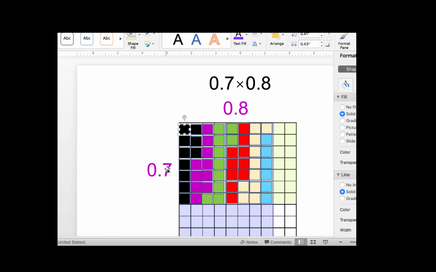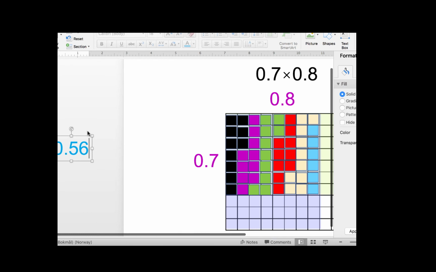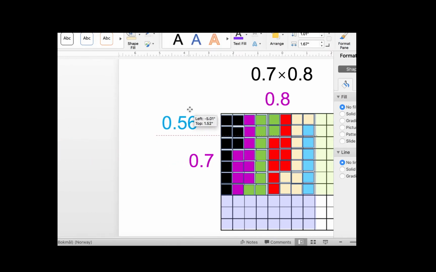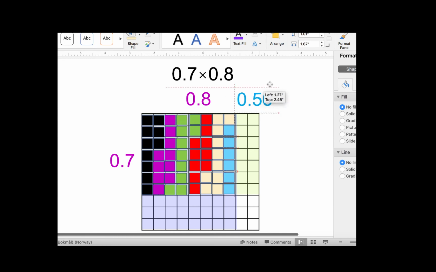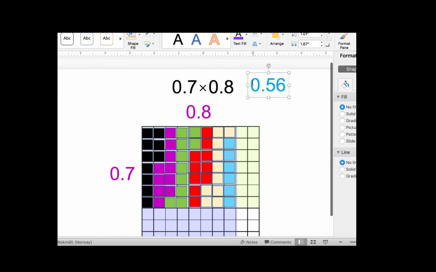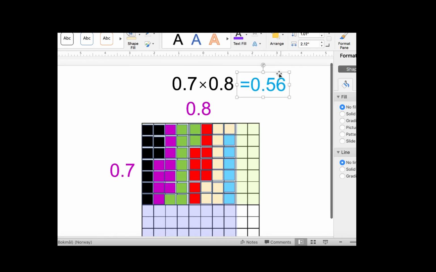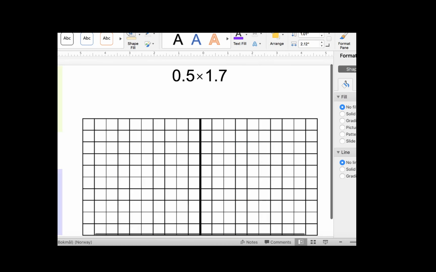I do not have anything in my double shaded region here that is part of the ones place value. So I have 6, or I have 0.56 would be my product. Because I have 5/10ths and 6/100ths. All right, let's try this again.